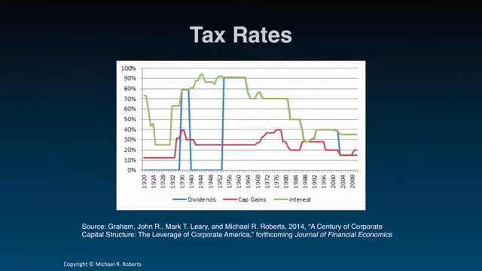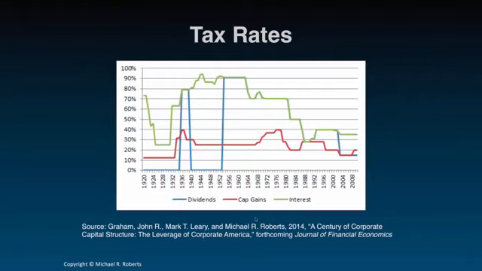So I want to start with a little bit of motivation. I know we don't have a lot of time, but it's worth mentioning a few things. This is a picture of the top statutory tax rate on different sources of income, in particular dividends, which is the blue line, capital gains, which is the red line, and interest income, which is the green line.